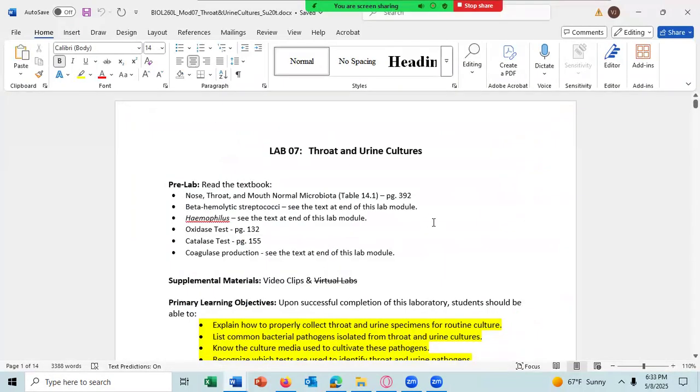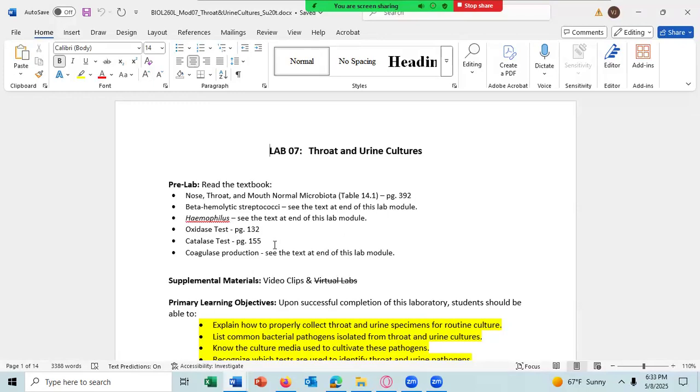So lab 7, throat and urine cultures. As is normal, there is some reading in the textbook, but not very much this time. You can read page 392 about nose, throat, and mouth normal microbiota. You can read about the beta hemolytic streptococci, which there's a section at the end of this lab module on that, as well as Haemophilus. There's a section at the end of this lab module on Haemophilus too. You can read about the oxidase test on page 132 and the catalase test on page 155.